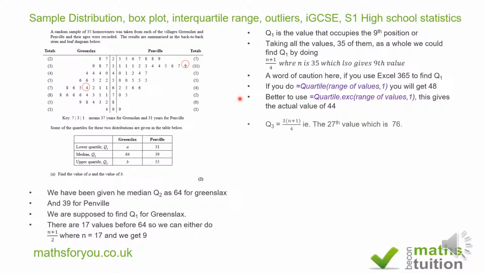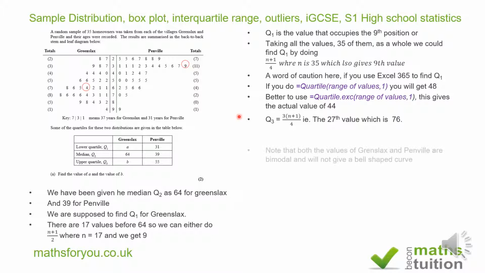Right. Now for the upper quartile, we do 3 times n plus 1 divided by 4, where n in this case is 35. 35 plus 1 is 36. 36 divided by 4 is 9, 9 times 3 is 27. So the 27th value for green slacks, which is 76, is the upper quartile. So Q3 is 76.